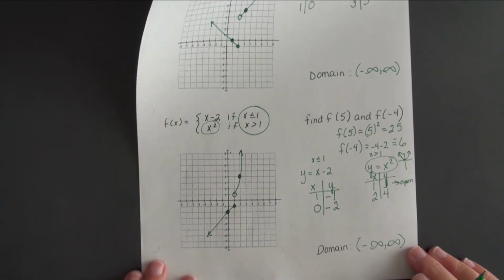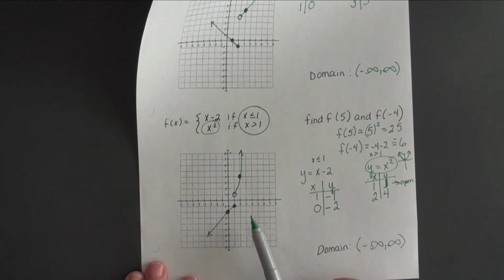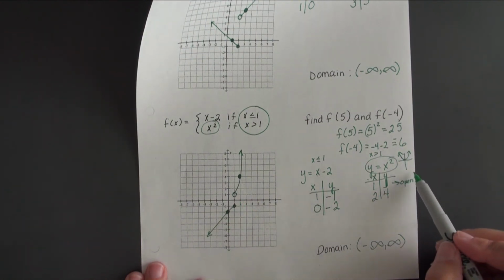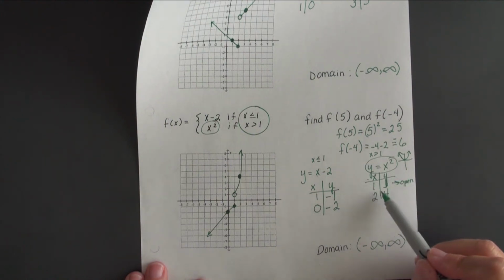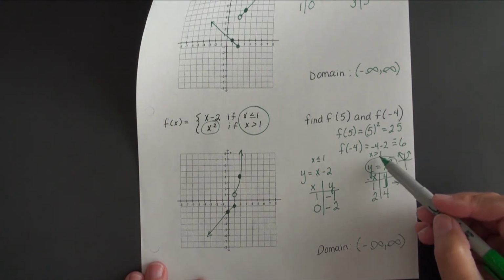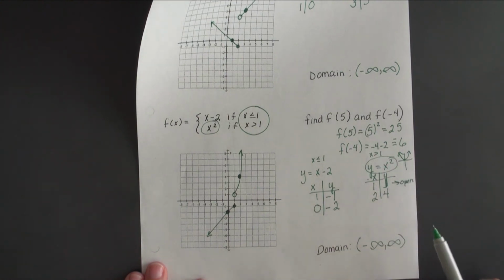Now if you have an open circle on a piecewise function, you will only have one. So don't try to put more than one open circle on these. And the open circle only occurs on the first point where you have a greater than or where you have a less than without the little line below it.